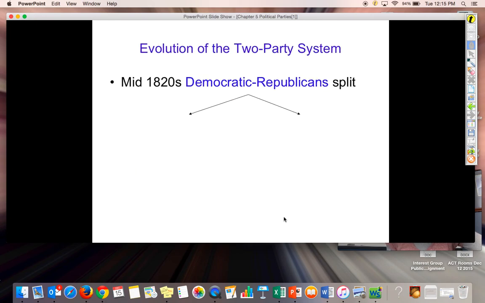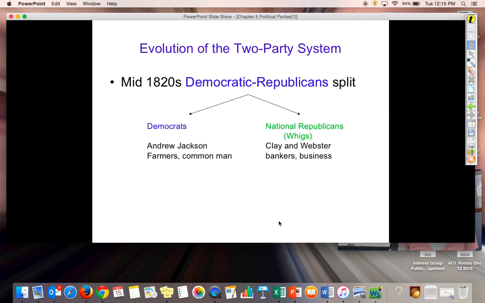Now, what happens after that is in the mid-1820s, and what I just said with the 1824 era, really the Democratic Republicans grow so large, they split into two factions. On the left, you'll see the Democrats, led by Andrew Jackson. This is where the era of mass political participation begins. Again, I said it's with the farmers and the common man. The Democratic Party supported voting rights for all white males. It opposed the National Bank, and it often used the spoil system to reward party loyalists.